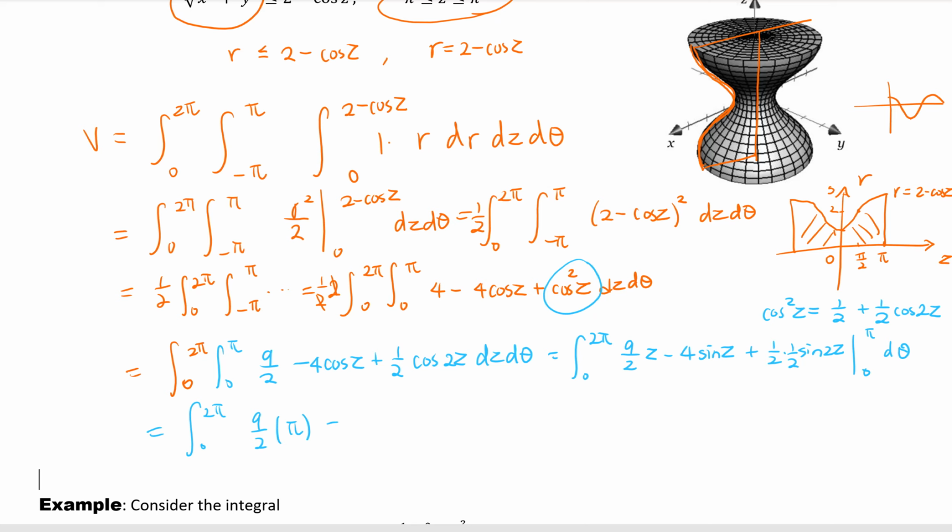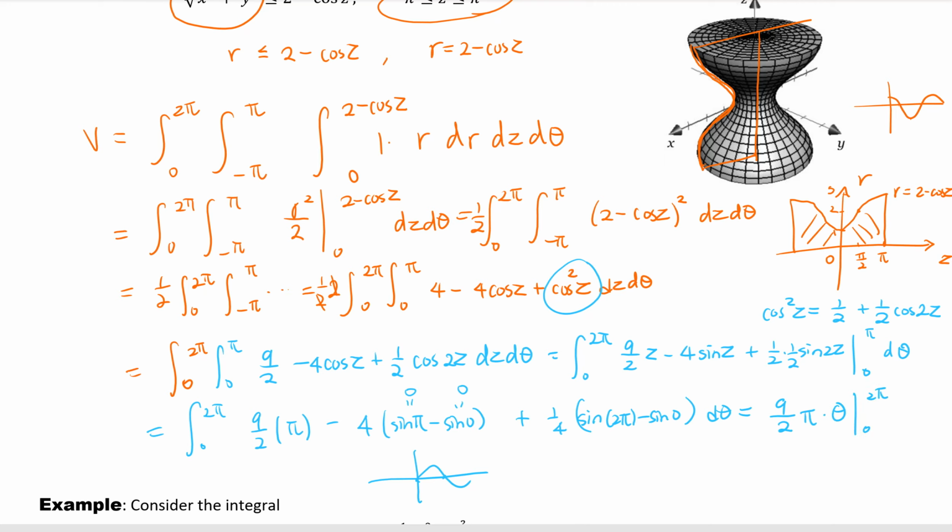So the 0 is gone. And then 4 times sine pi minus sine 0. You know sine pi is 0, sine of 0 is 0, so this term is gone. And then we have 1 over 4 times sine 2 pi minus sine of 0, and they're all 0, so this guy is also gone. So we're only left with 9 over 2 pi, and when we integrate the constant, we get theta.